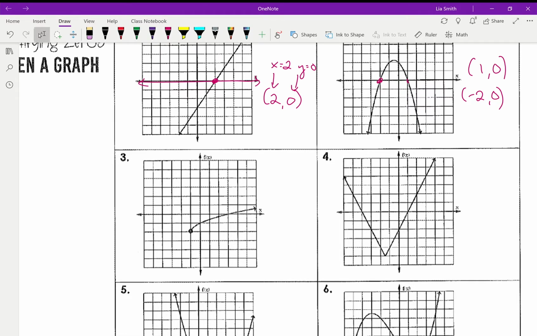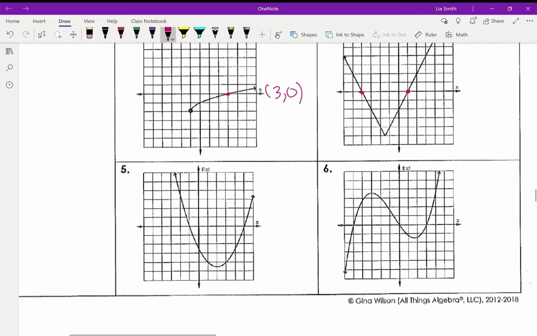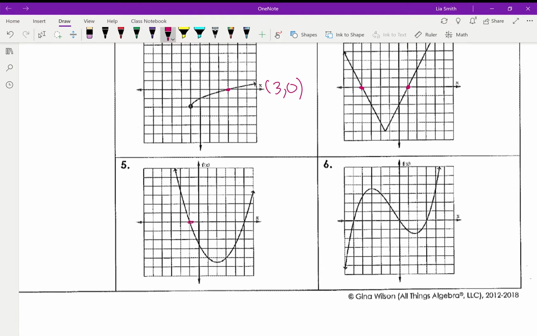Here, that's kind of tricky to read. So 3, 0. They're all these points right here. I'm just going to start marking them. 1, 2, 3. So everywhere that graph crosses.